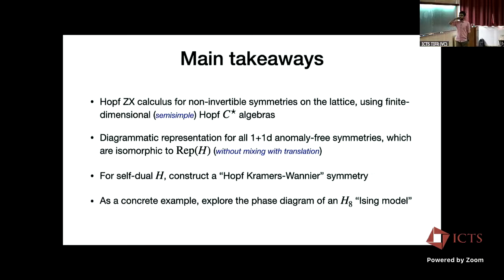And here are the main takeaways. We'll develop this diagrammatic calculus for Hopf algebras with generalized ordinary groups. There's going to be a completely internal type of representation of rep H symmetries. H is a Hopf algebra here. It doesn't mix with translation. And whenever H is self-dual, I'll define that shortly, we'll construct a Hopf version of Kramers-Wannier. We'll look at a specific example if time permits.